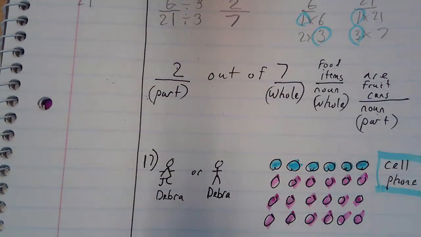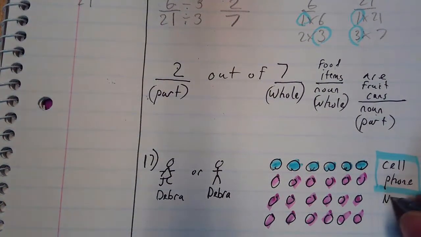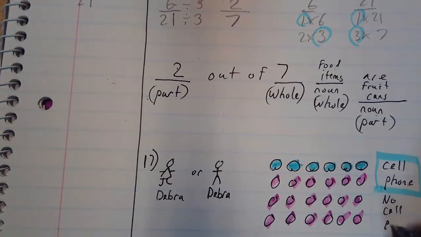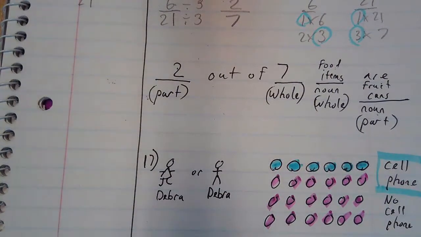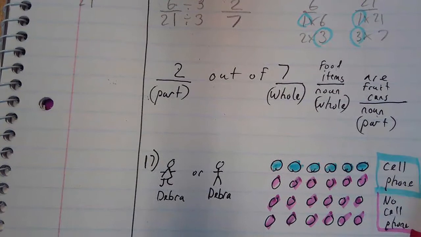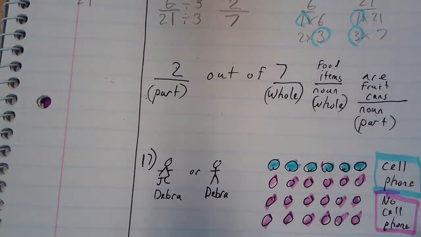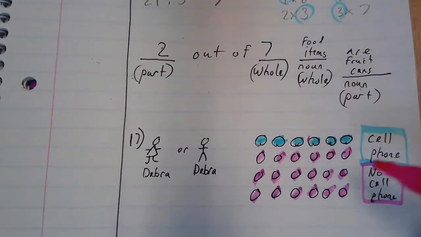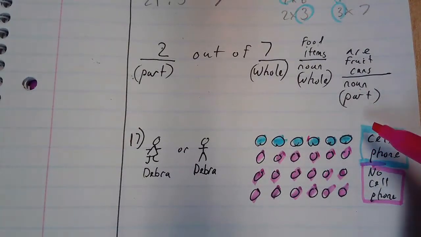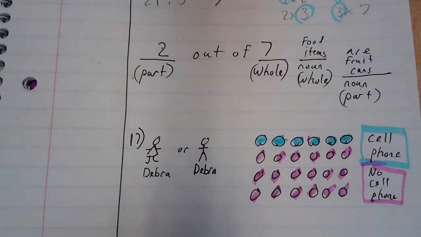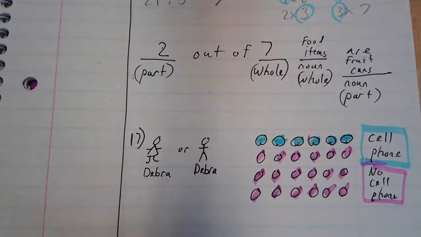And let's identify them. No cell phone. Are you with me so far? It says 6 out of the 24, 6 out of the total have a cell phone. Now, it says here, what is the ratio of students that own a cell phone to students that do not? Okay. We're talking about 2 groups, right?